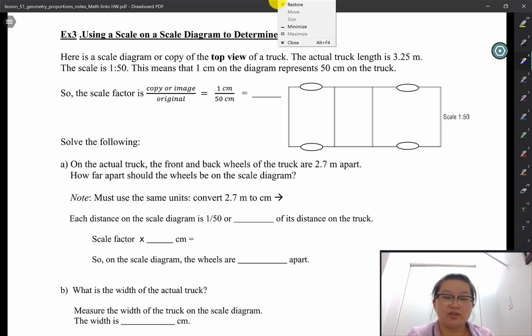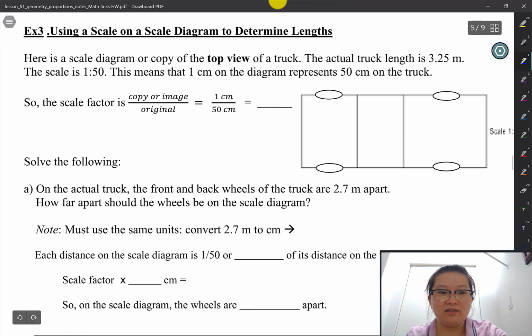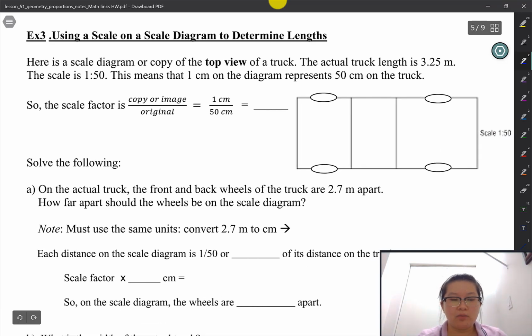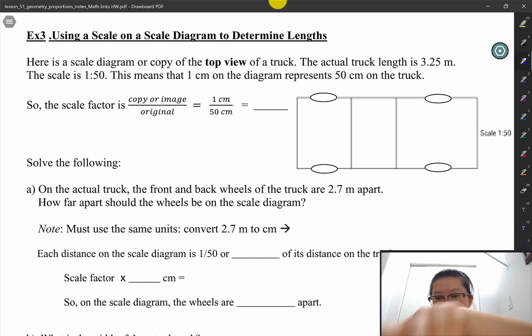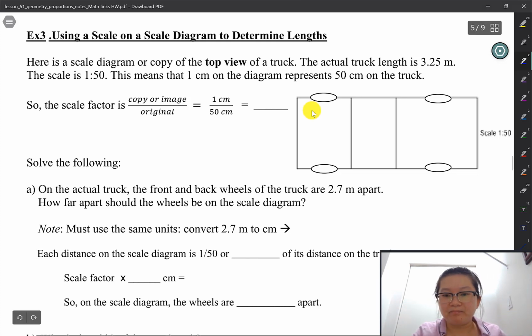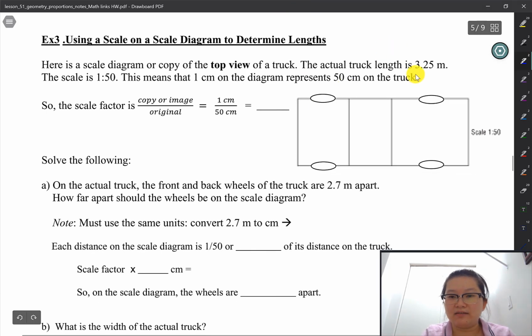So let's do some applications with this scale diagram of this truck. This is a top view of the truck. Here's a scale diagram, so this is the copy. This truck that you see here is a picture of the actual truck. The actual truck length is 3.25 meters. That's not very long. That's like 3 big steps for someone taller in our class.